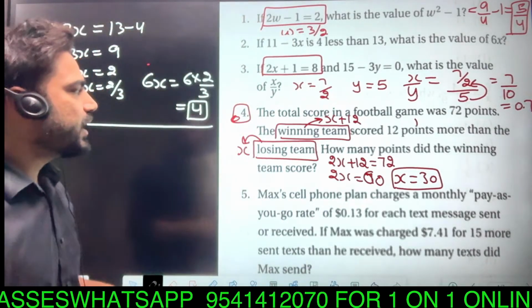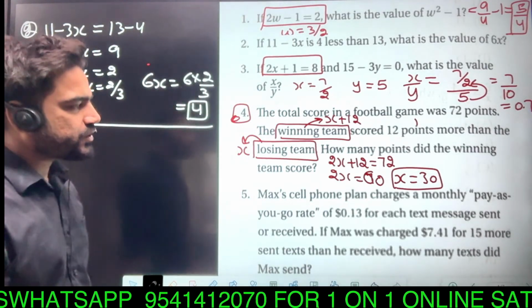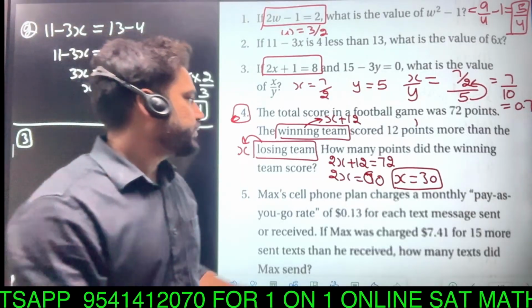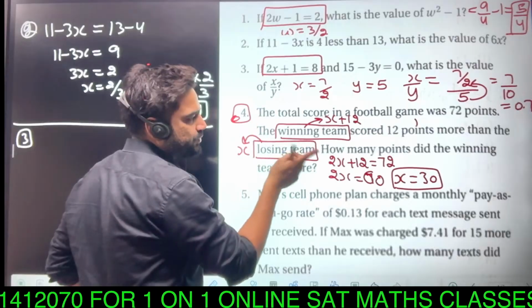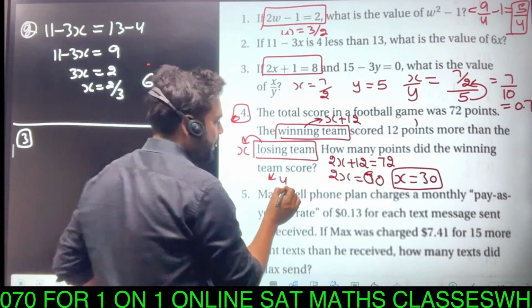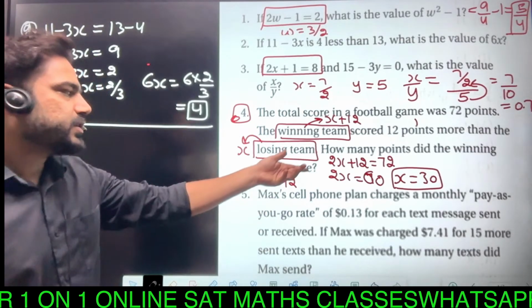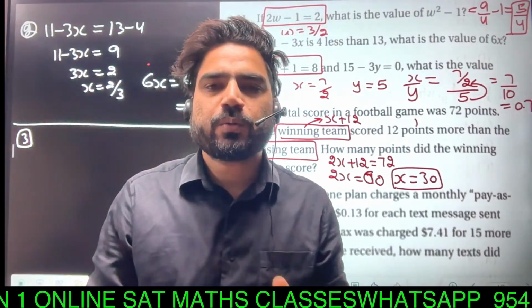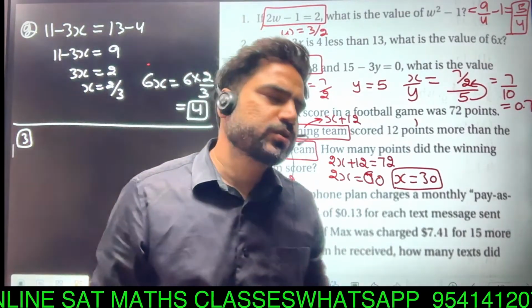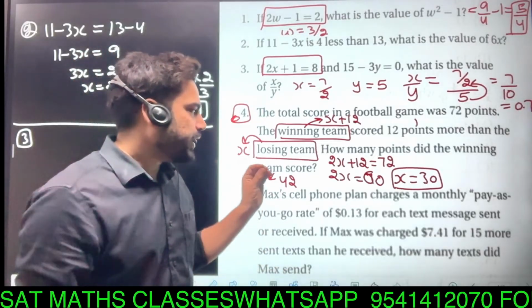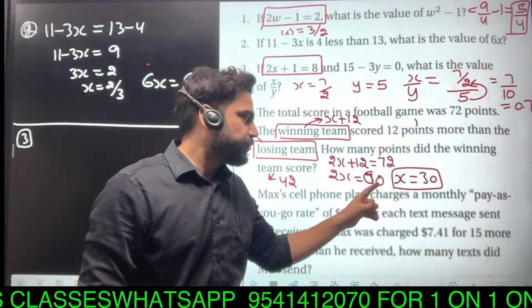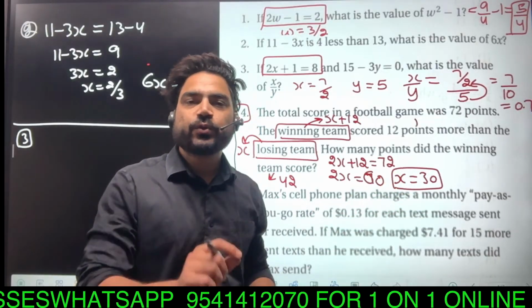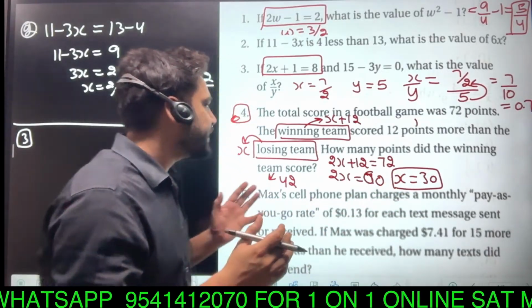What they are asking is how many points did the winning team secure? So we have to give the exact answer: the winning team is securing 12 marks more, which means 42. The winning team is securing 42 and the losing team is securing 30. So don't be in a hurry while solving the question. Solve calmly, patiently, and with awareness, so that when you have found that x is 30, you will not write 30 there. You will read what the exact question is.